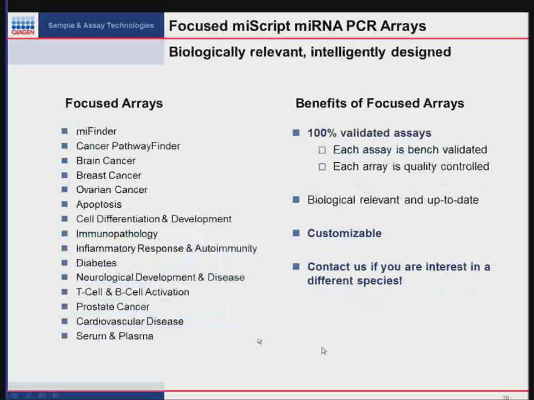The focused arrays are something that we shine at. These are different cancer type specific, different biological function specific. This has gone through literature mining, data mining, all available public information to help build lists that are biologically relevant to scientists that are studying these different things.